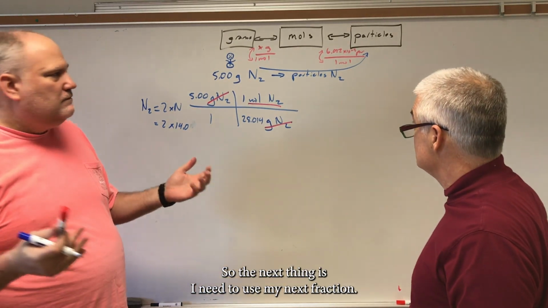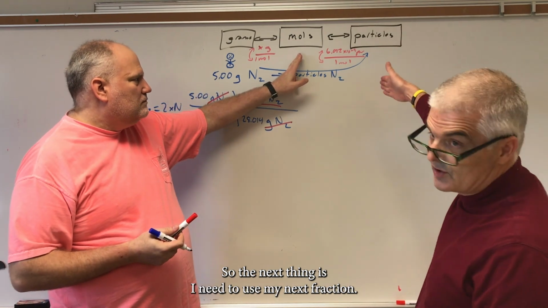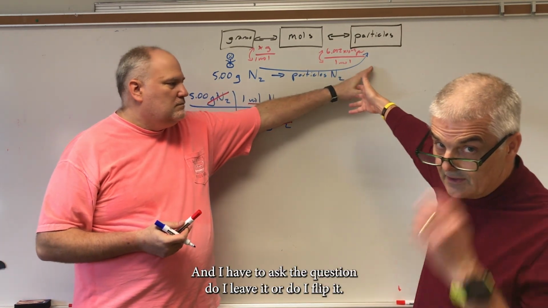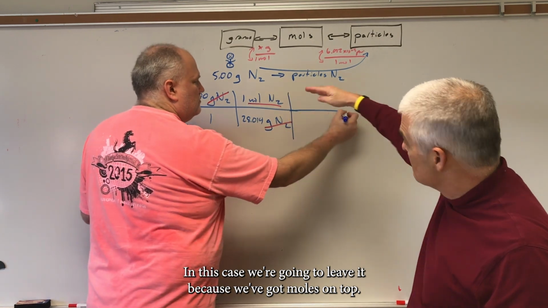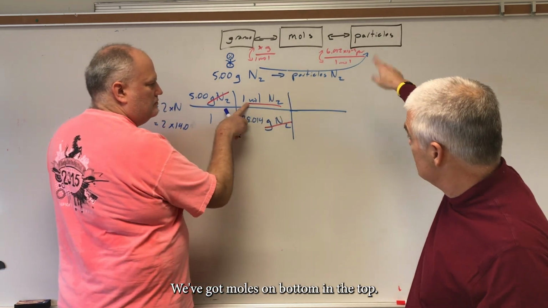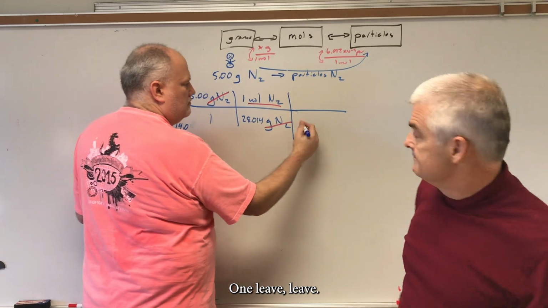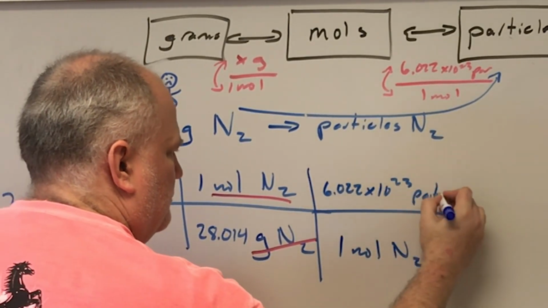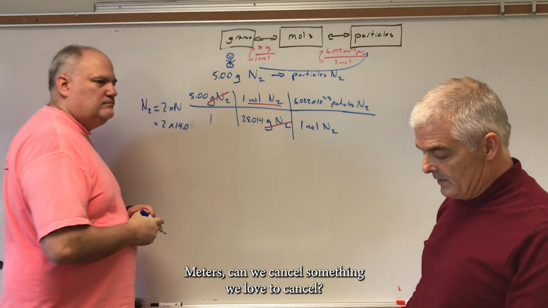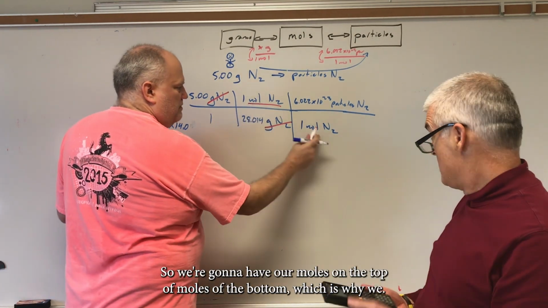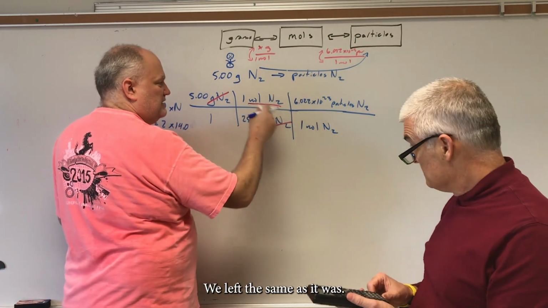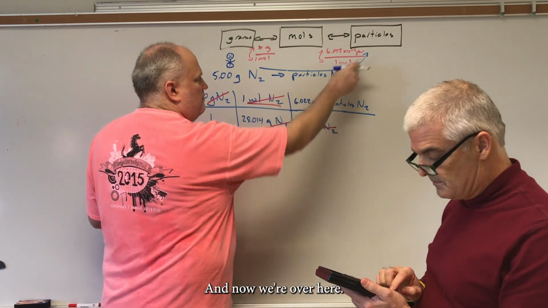The next thing is I need to use my next fraction, and I have to ask the question, do I leave it or do I flip it? In this case, we're going to leave it because we've got moles on top and moles on bottom. Can we cancel something? We love to cancel, right? We have moles on the top and moles on the bottom, which is why we left it the same as it was, and now we're over here at particles.